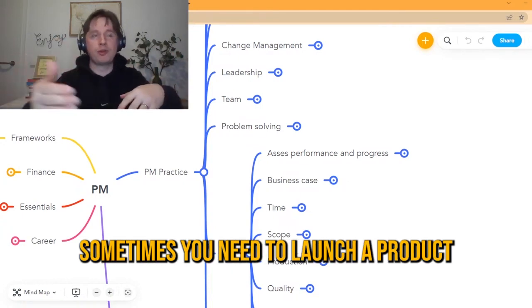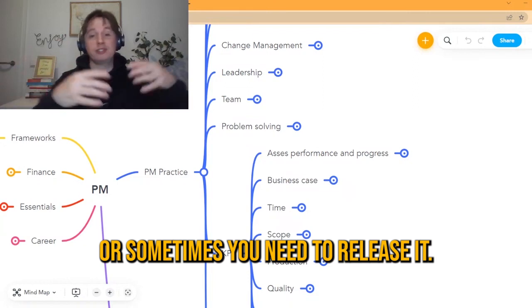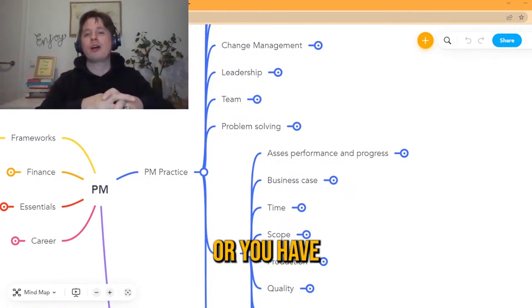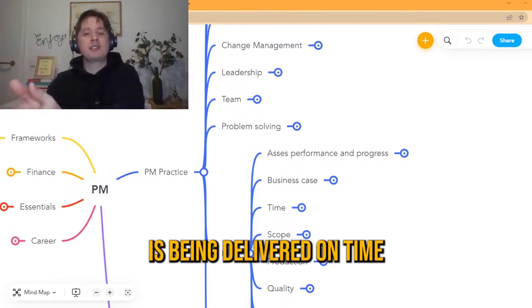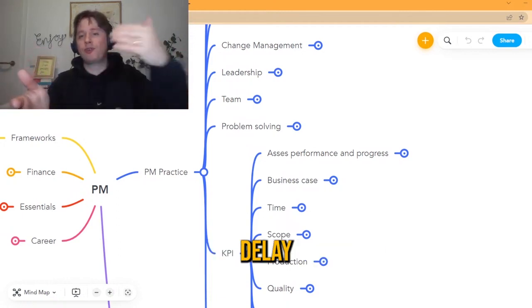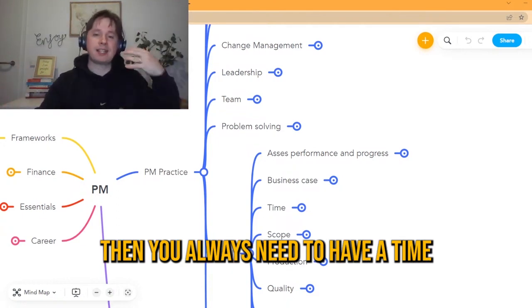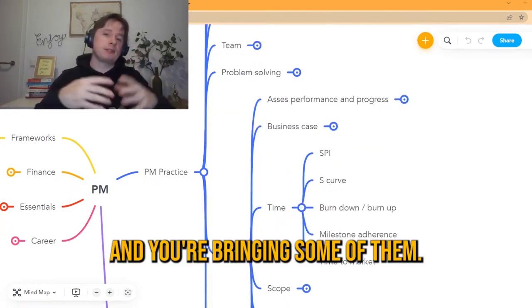Sometimes you need to launch a product, or sometimes the bridge needs to be ready because it's an infrastructure project, or you want to make sure that the project is being delivered on time, because of course if you are delaying the project, it also affects your cost. Then you always need to have a timeline there, and here I'm bringing some of them.